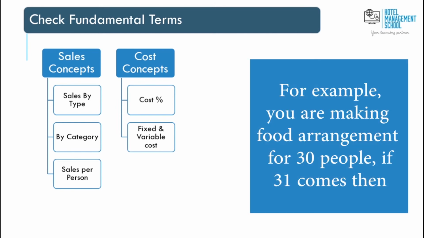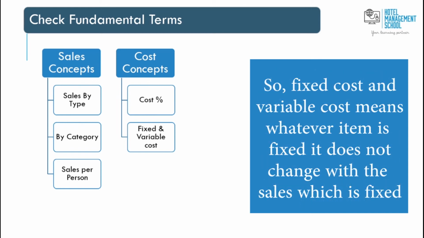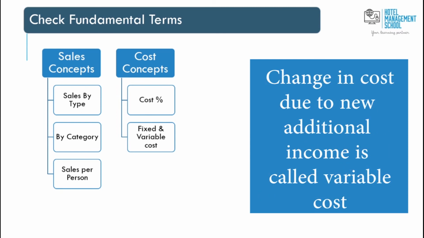But let's say you set up for 30 people, and 31 come. Is there any extra cost? There's not much extra cost, right? Because when you are setting up the buffet for 30 people, you are ideally making for 30 to 35. So if there is one or two extra persons, you don't need to make extra food because the food is already there. So for a buffet especially, there may be a very small variable, incremental cost. Fixed cost and variable cost means whatever item does not change with the sales is fixed. Whatever needs to change as per the additional income is called variable cost.